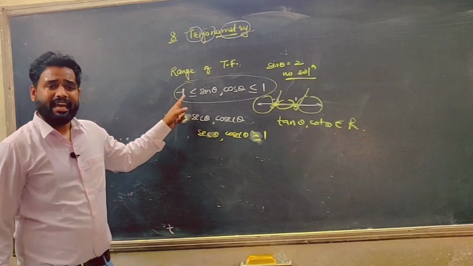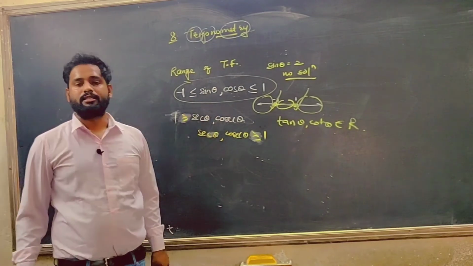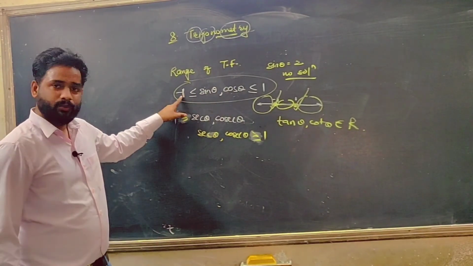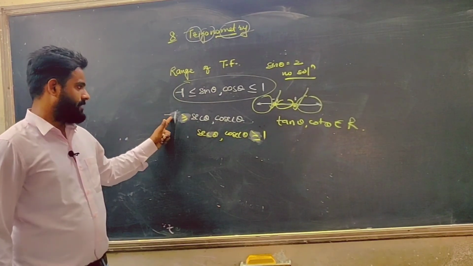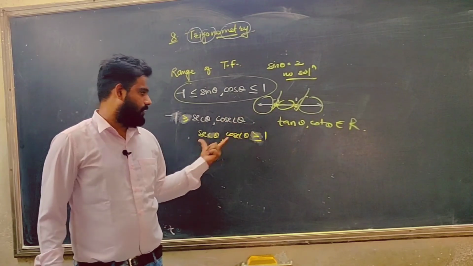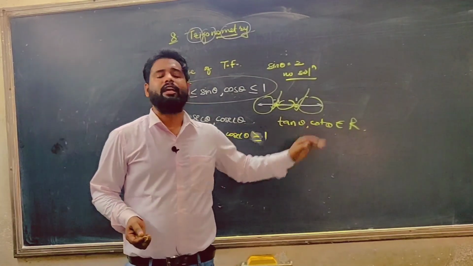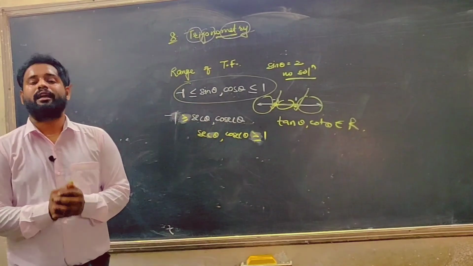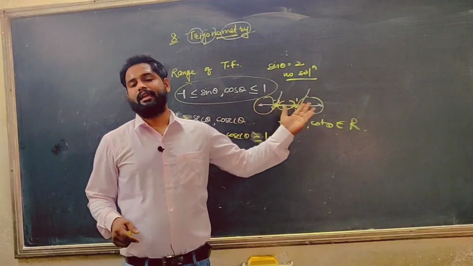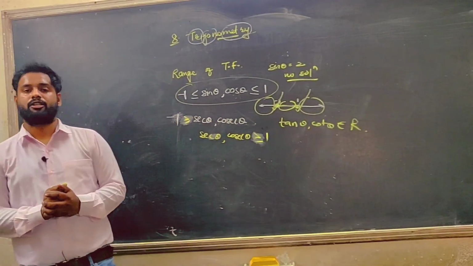Cos and sec, and sine and cosec, are reciprocals. Reciprocal of cos is sec, reciprocal of sine is cosec. So the reciprocals of these two will have either -1 or less than that, or 1 or more than that. Remaining two are what? Tan theta and cot theta. So tan theta and cot theta can take any value, all the numbers. So this is the introduction of trigonometric functions.